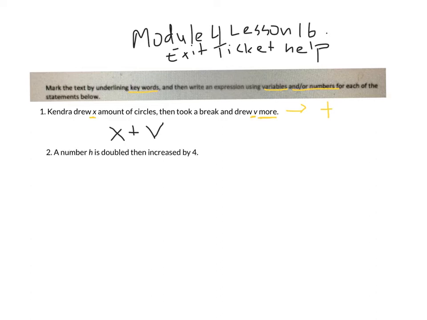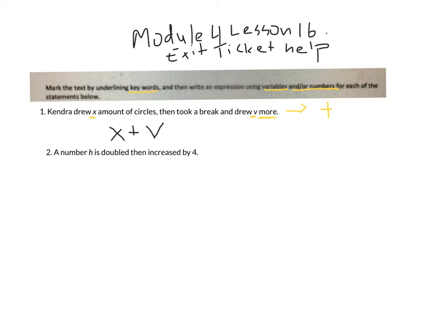So the next one we have here is number 2. And again, these are examples, so I've changed the operators and in some cases the quantities that we're working with. So number 2 is a number H is doubled, then increased by 4. So there's some key vocabulary terms in here.